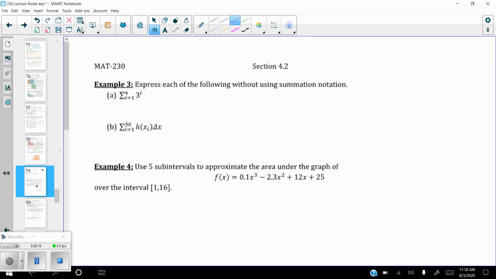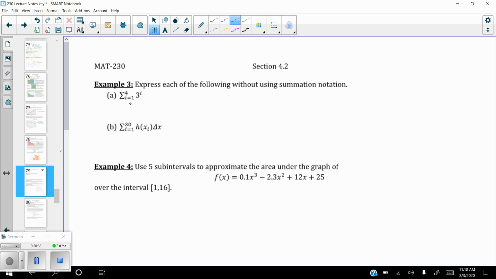Again, shouldn't really be that difficult. In the first one of example 3, letter A, it says we want to take the sum as i starts from 1 and goes to 4 of 3i. I'm sorry, 3 to the i.